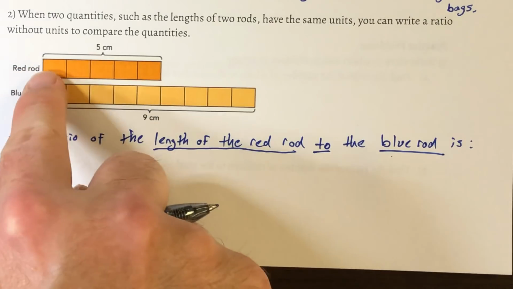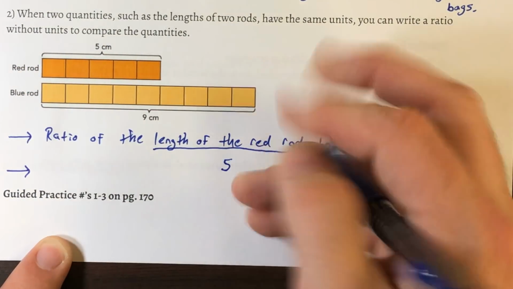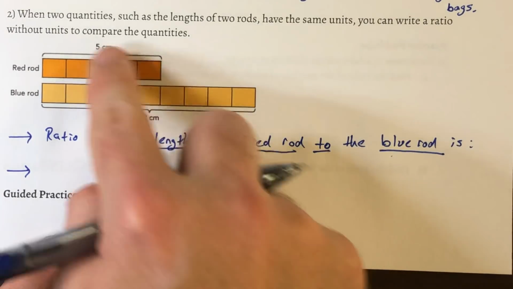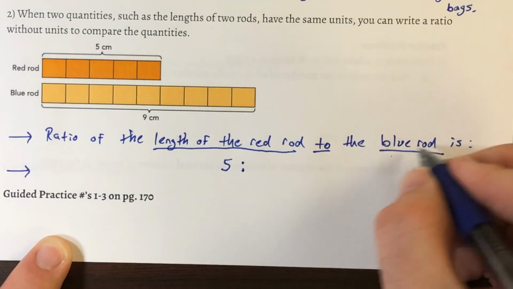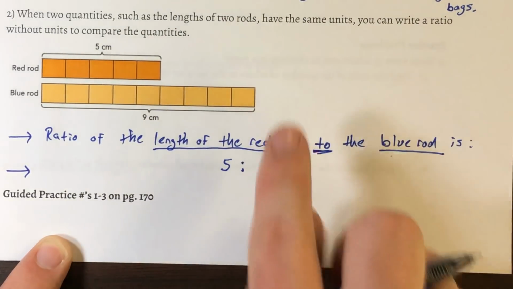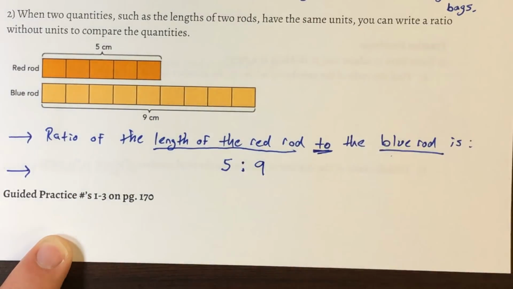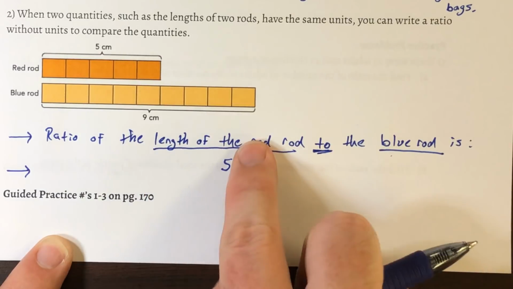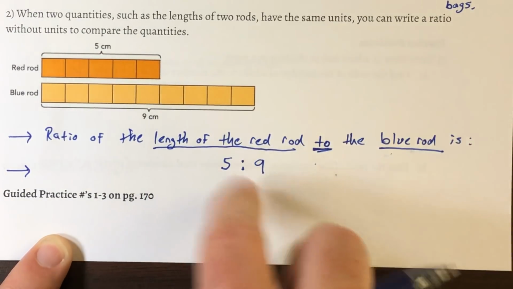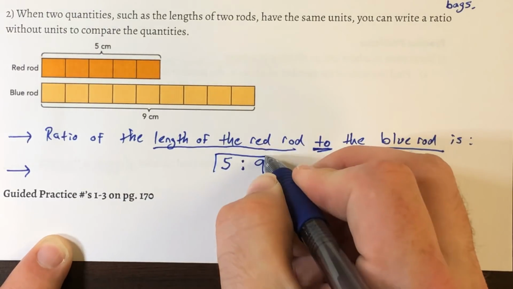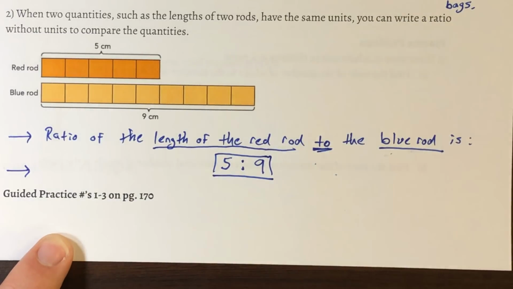So red, 1, 2, 3, 4, 5. It's even got it right there, 5 centimeters. Again, because they both have centimeters and they're identical, you don't need to write labels. So write your colon. That's the word "to." And then blue rod comes next. That would be 9 centimeters. So the ratio of the length of red rod to blue rod, red to blue, in that order is 5 to 9. And that's pretty much it. We compared the length of both in a specific order.